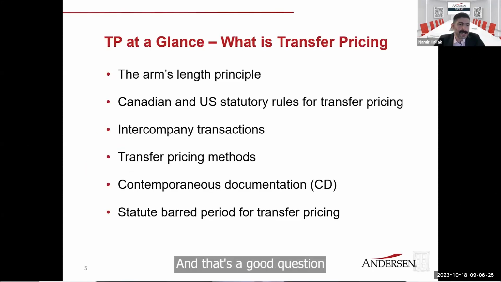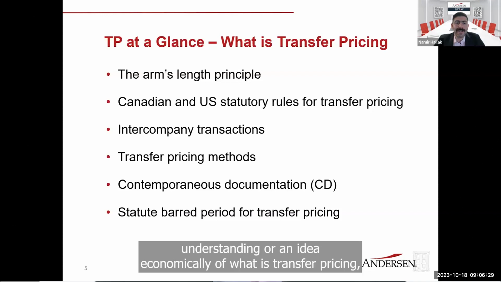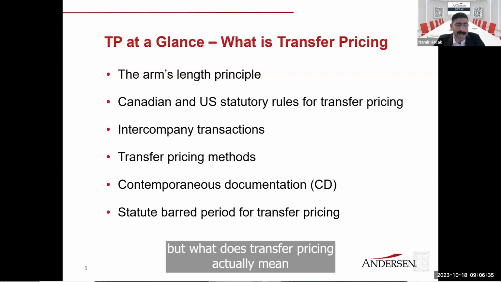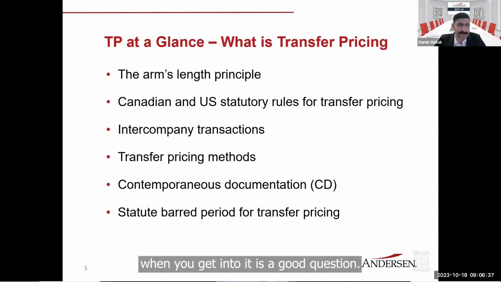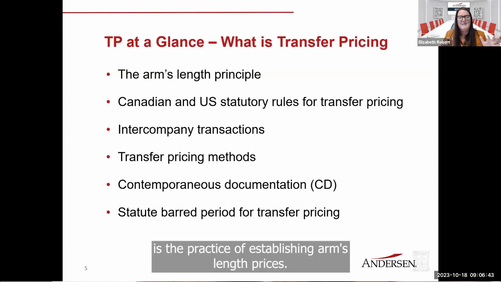That's a good question, Elizabeth, because I think a lot of clients may have a basic understanding or an idea, economically, of what transfer pricing is. But what does transfer pricing actually mean when you get into it? It's a good question. So transfer pricing is the practice of establishing arm's length prices, right?